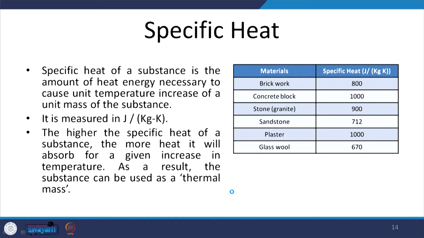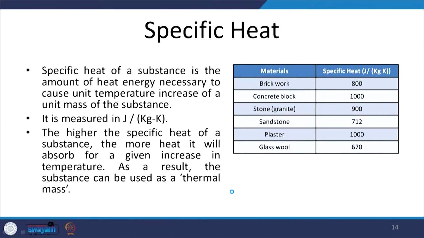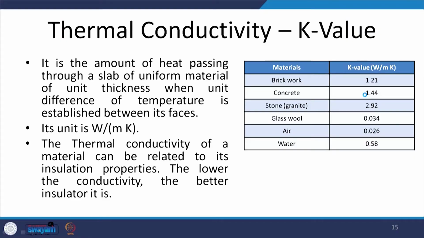All of you who are attending this course are science graduates, and you very clearly know what specific heat is. Specific heat of a substance is the amount of heat required to cause a unit temperature increase of a unit mass of the substance. What it implies is that the higher the specific heat of the material, the more heat it can absorb from either side of the building and gradually transfer to the other side. If a material has higher specific heat, it can store heat for a longer duration, and more heat can be stored given the volume of the material.